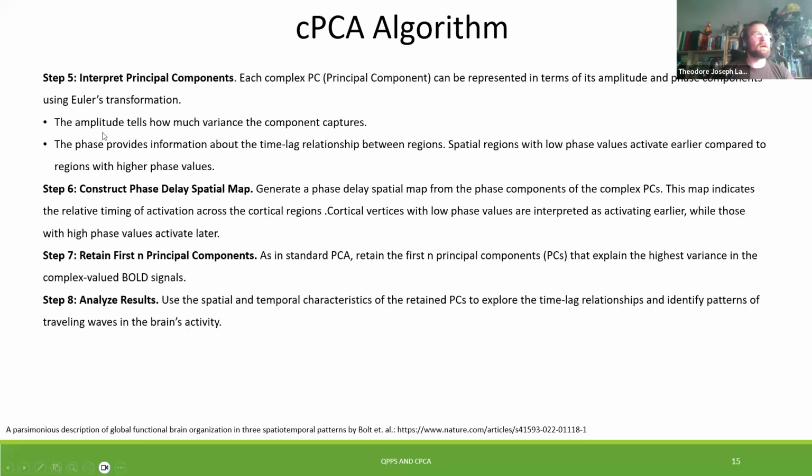We have to interpret it. We have amplitude, we have phase, there's phase delay maps. We can retain different n components, but yes.